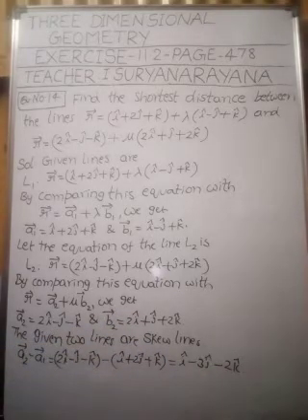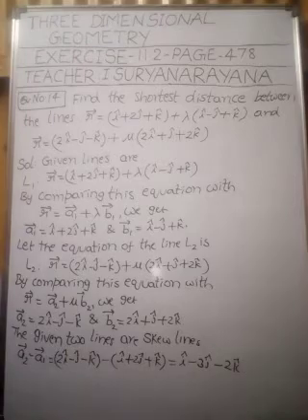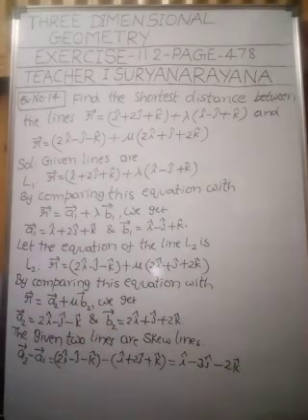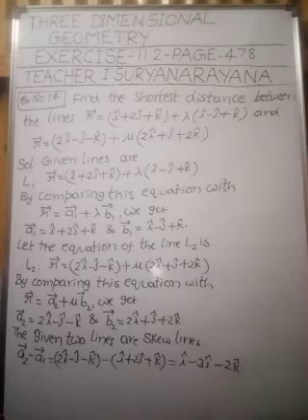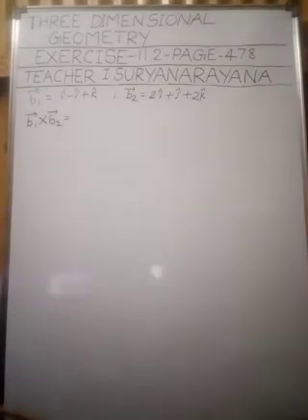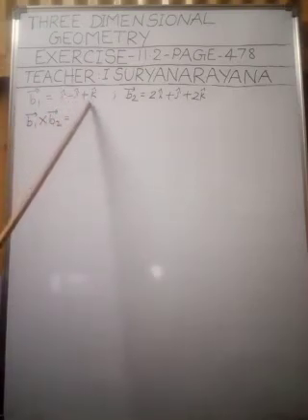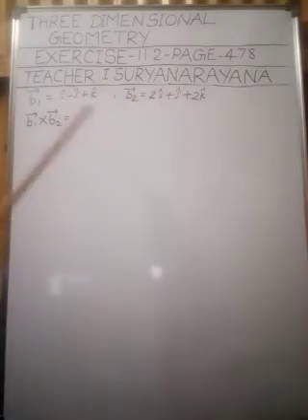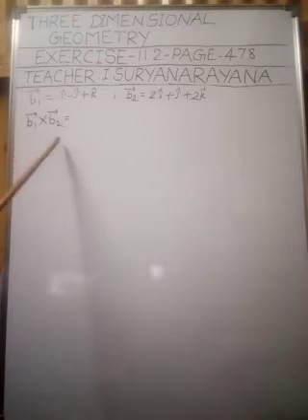After that, we have to find B1 bar cross B2 bar, which means the vector product, the cross product of these two vectors B1 bar and B2 bar. We have to find them. Right. Now, what is B1 bar here? i cap minus j cap plus k cap. And B2 bar is equal to 2i cap plus j cap plus 2k cap. Now, we have to find B1 bar cross B2 bar, the cross product of these two vectors.